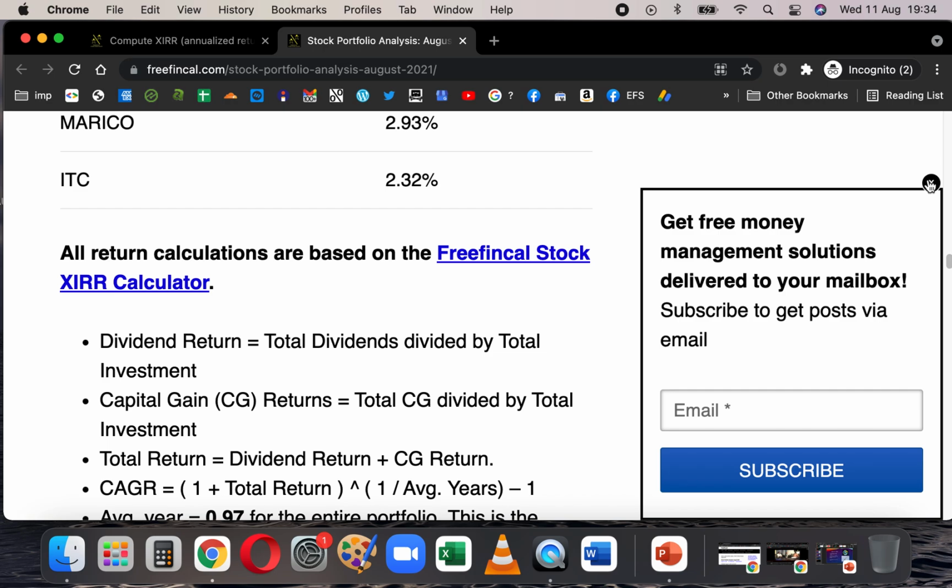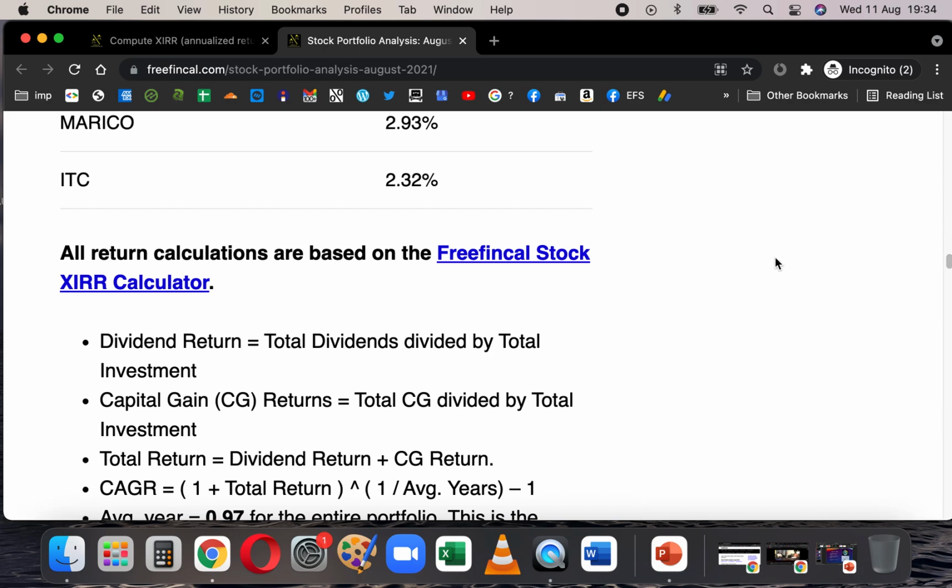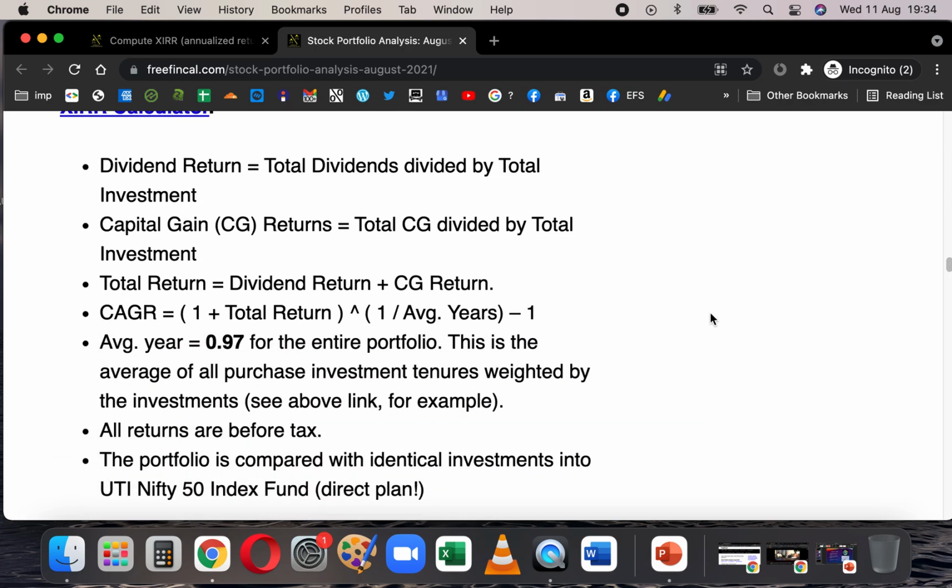All right, so the dividend return we will define as the total dividends divided by the total investment, capital gains as the total capital gains divided by the total investment, and the total portfolio return is the dividend return plus the capital gains return. You can calculate a compounded annualized growth rate using this total return and the average years, that is the weighted average, where you weight the tenures with the investment amounts. So the weighted tenure of the entire portfolio is only about 0.97, so it will soon become 1, and after that the returns will become slightly easier to make sense of.